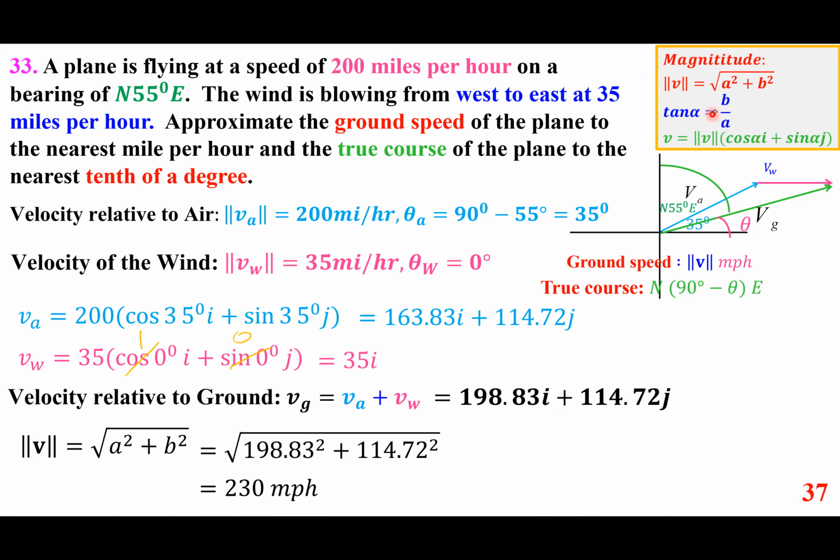Tan is b over a. So for this angle theta, it becomes b over a, which means this is b, this is a. And using a calculator, we end up with about 30 degrees. So 90 minus that makes it 60 degrees. So the answer is 230 miles per hour, north, 60 degrees east.